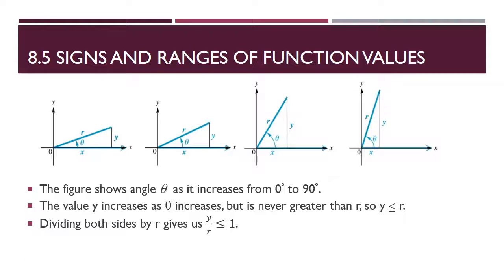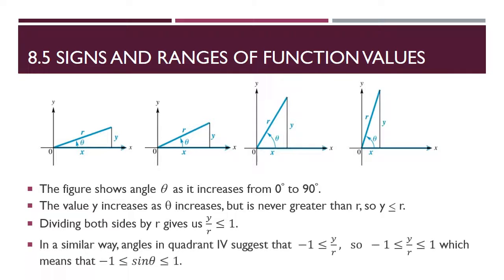Dividing both sides by r, so we have y is less than or equal to r. If we divide both of those sides by r, we get y over r is less than or equal to 1. And we can do the same thing in quadrant 4, do a similar analysis, and we find that negative 1 is less than or equal to y over r. So negative 1 is less than or equal to y over r, which is less than or equal to 1. Well, remember, y over r is sine. So that tells us that the sine has to be between negative 1 and 1. Now, we already knew that. This is just giving you another indication, kind of solid evidence as to why.